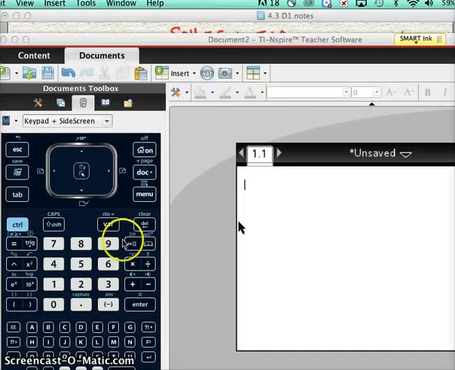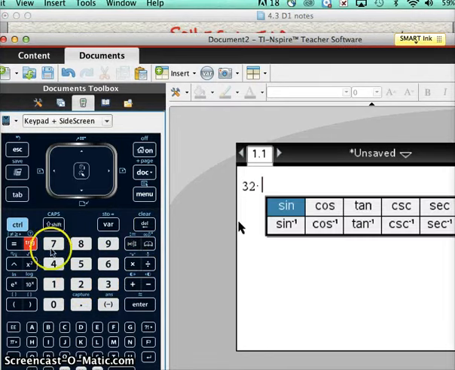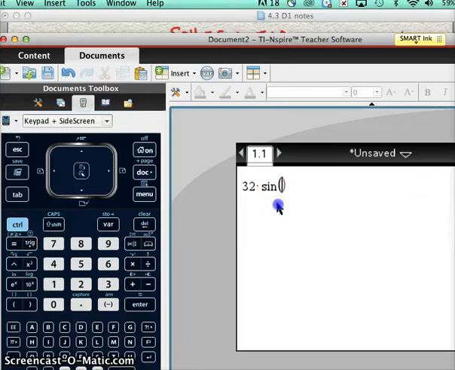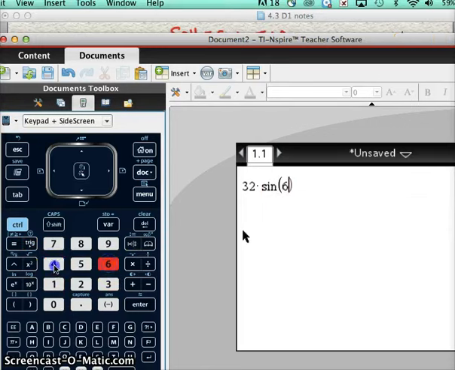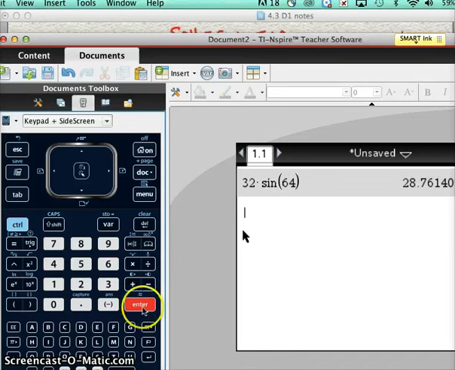Okay, let me just show you how to do it on the calculator. So you're going to do 32 times, and then press the trig button to open up this menu, and we're doing sine, and then 64, and hit enter, and there you go. Okay?